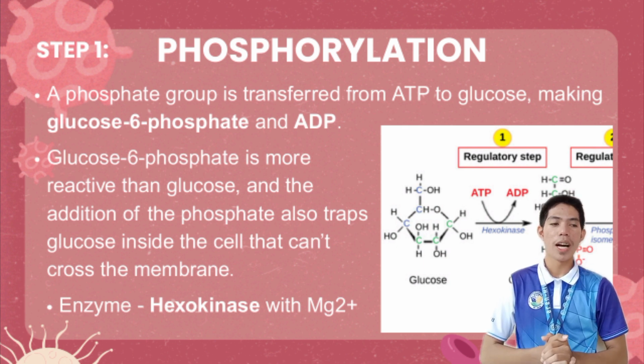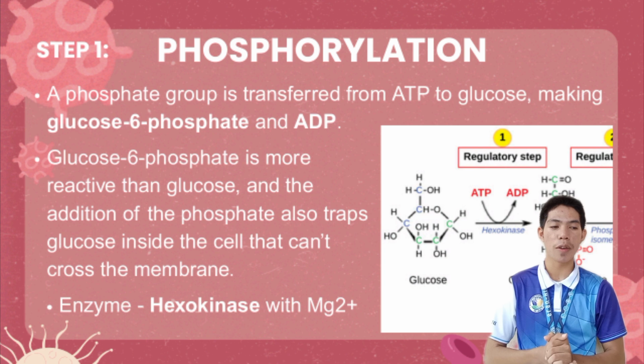So next, glucose 6-phosphate is more reactive than glucose itself. So, si glucose 6-phosphate ay mas aktibo. And the addition of the phosphate also traps glucose inside the cell, as it can't cross the membrane. So it means that mag-add tayo ng phosphate group tapos si glucose ay mananatili sa cell at hindi makakalabas ng basta-basta sa ating membrane.